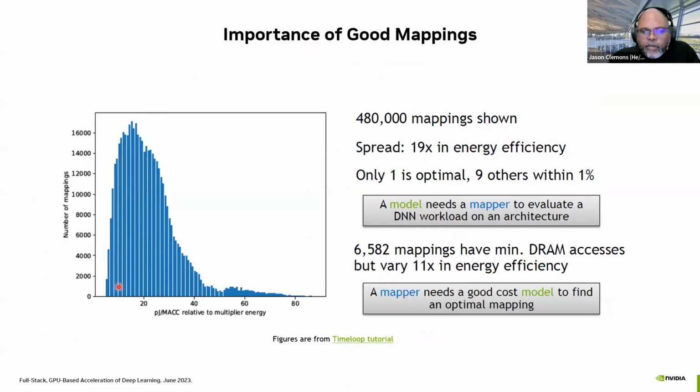So this is an example where if we look at the picojoule per MAC relative to energy multiplier, and look at all the different mappings, you actually get this kind of flow of, hey, it turns out that some of these are definitely more energy efficient than others, right? The spread is 19x in energy efficiency. Only one mapping is optimal. 9 others are within 1%. And so we need to figure out how to map your workload, map your network to your system. Beyond just saying, oh, I'm doing this convolutional layer, there's a question of how you execute that convolutional layer, how you execute that network. That becomes important.